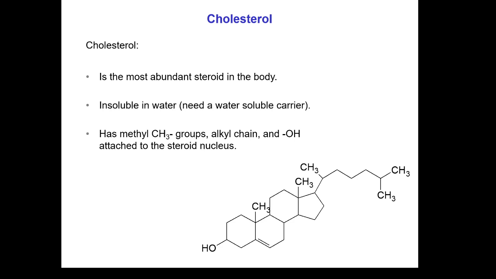Cholesterol is the most abundant steroid that's in the body. It's insoluble in water, which means that in order to move it around the body through a water base, it needs a carrier. It needs something to help it that is water soluble. As you can see, there's CH3 groups, alkyl groups, and an OH down here that is bonded to the 4-member ring, the steroid nucleus. Also, a double bond there.